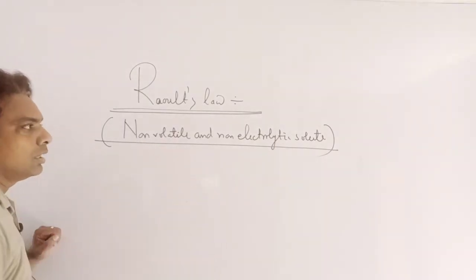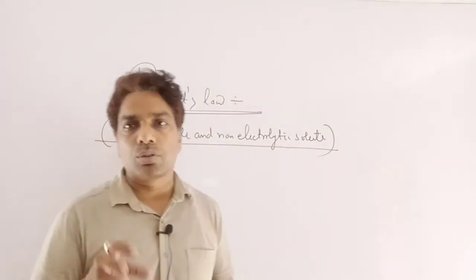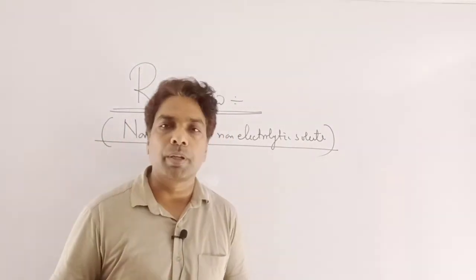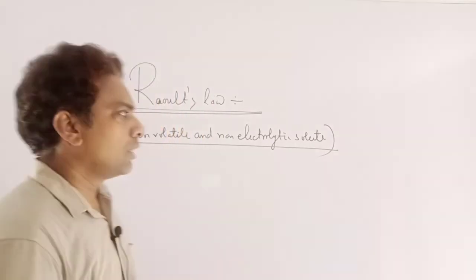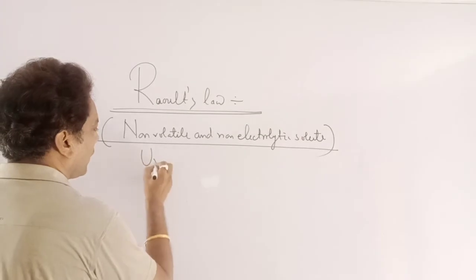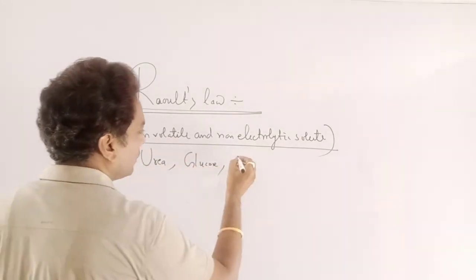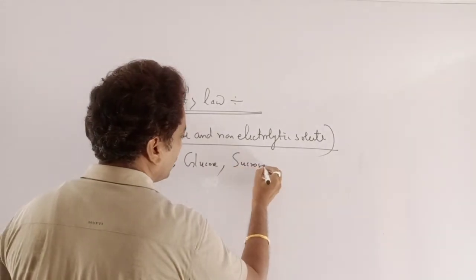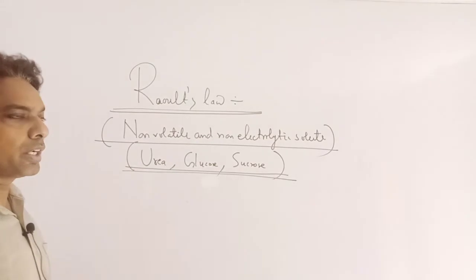In general, all solid covalent organic solutes behave as non-volatile and non-electrolytic solutes. For example, urea, glucose, sucrose; these are some non-volatile and non-electrolytic solutes.